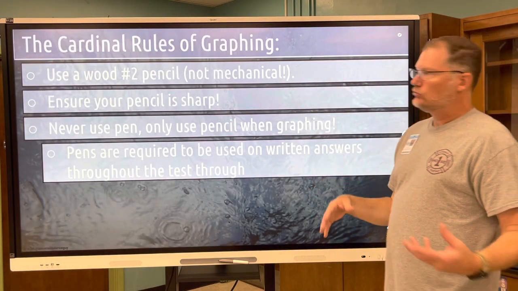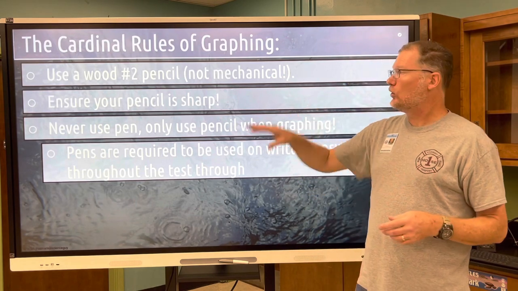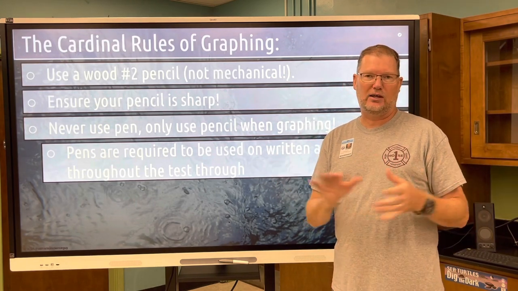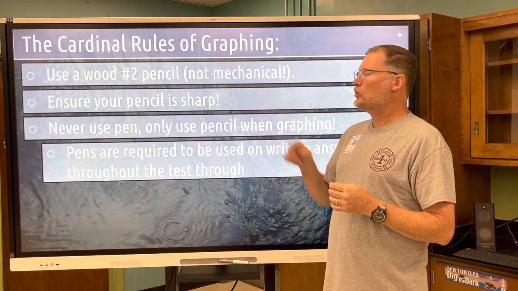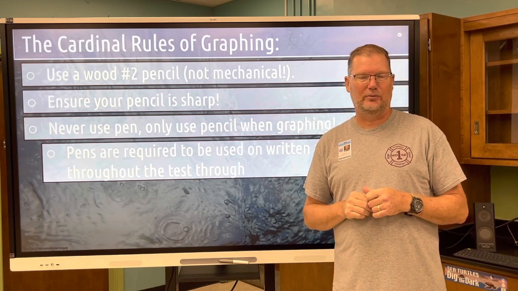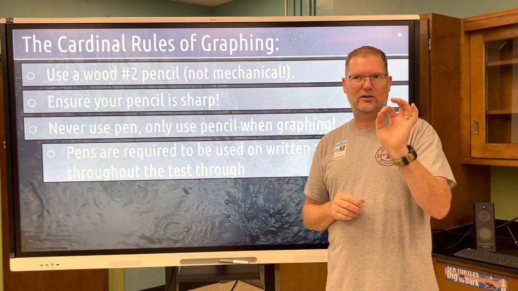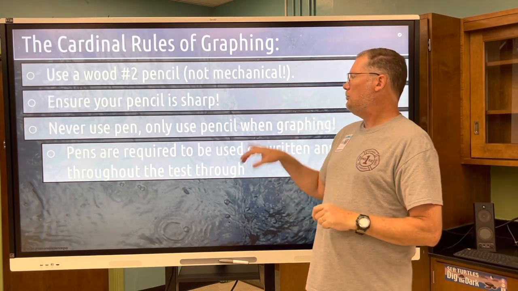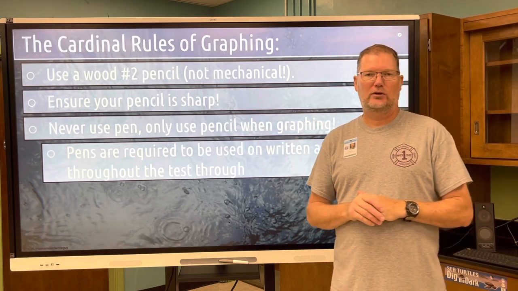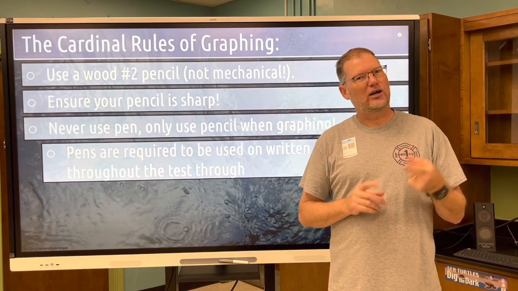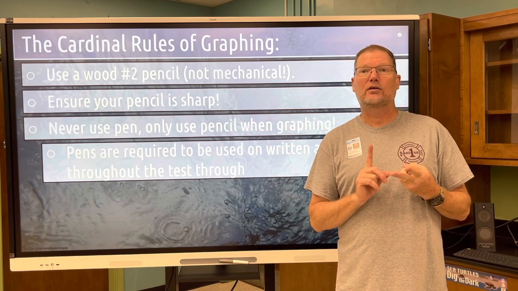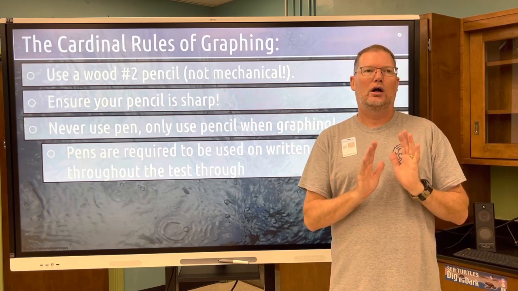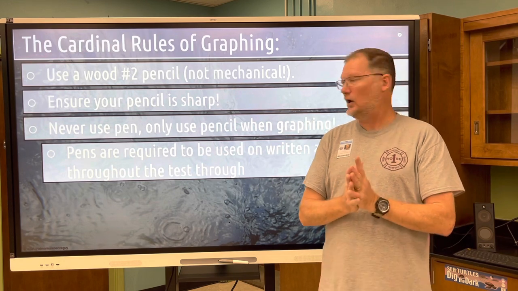So here's another cardinal rule of graphing, and I mentioned this before: always use a wood number 2 pencil, never a mechanical pencil. Ensure your pencil is sharp, not dull, because you want those numbers, those lines, and those data points to be very precise. Pen is never used on graphs, mainly because it smudges and you can't erase it. An erasable pen doesn't erase well, so no pen, okay?